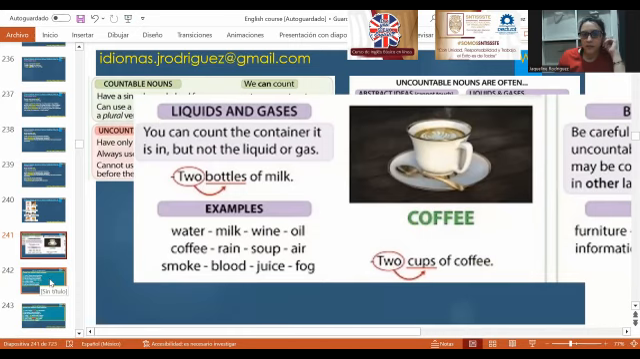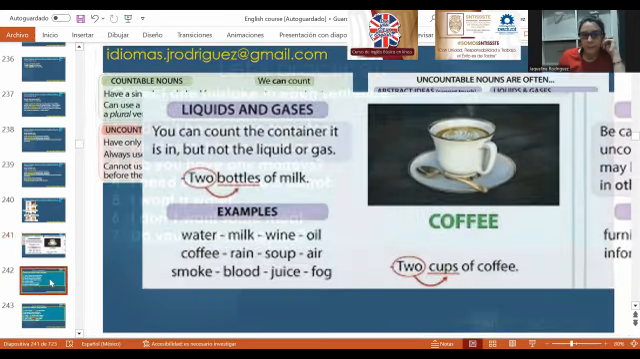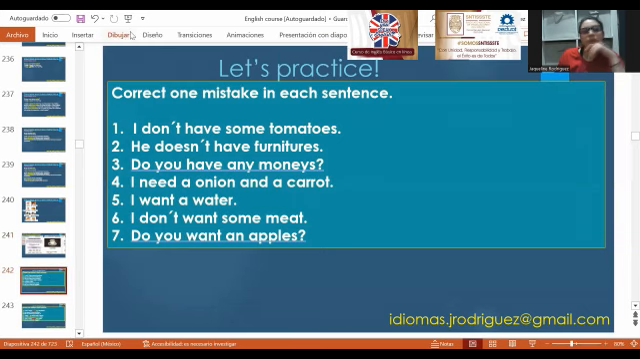Okay, so I'm gonna change the slide. There. Okay, so now here we have one mistake in each sentence. Un error en cada oración. I need to correct it. Necesito corregirlo, ¿va? Primero tengo que identificar cuál es el error.